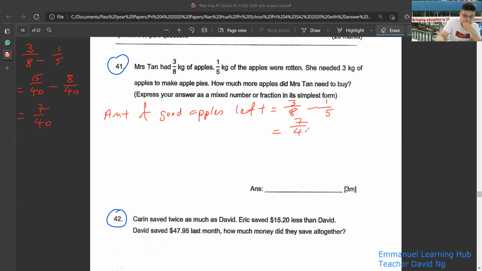Okay. So that's the good apples left. But she needed 3 kg to make apple pie. Then how much more does she still need? She has 7 over 40 kg now. But she needed 3 kg to make apple pies. Okay. So not enough kg to make apple pies, right? Does she have enough apples to make apple pie? No. No, right? So how much more does she still need?